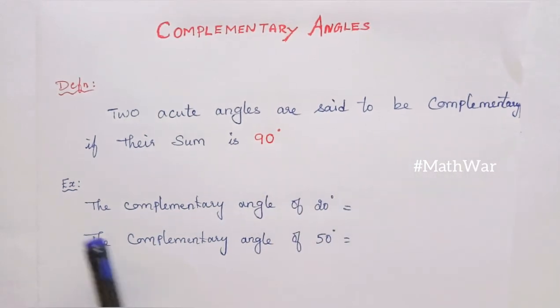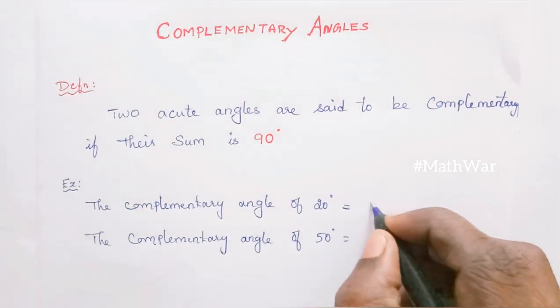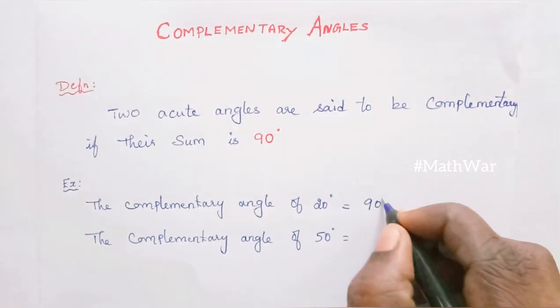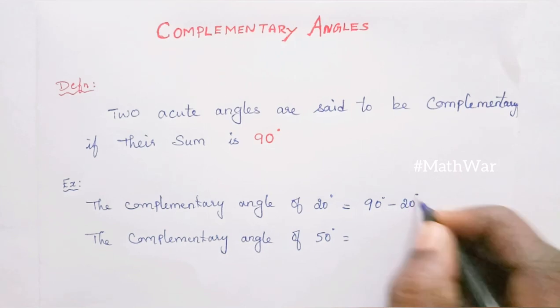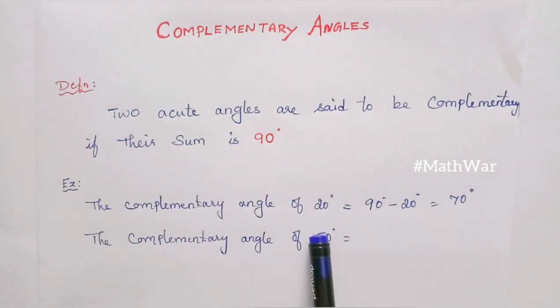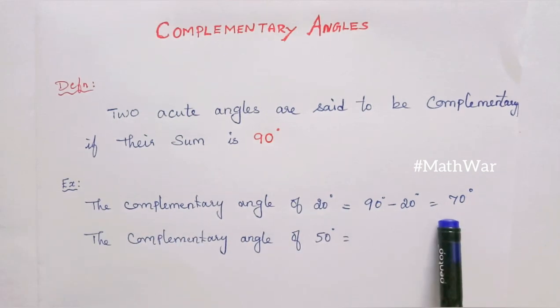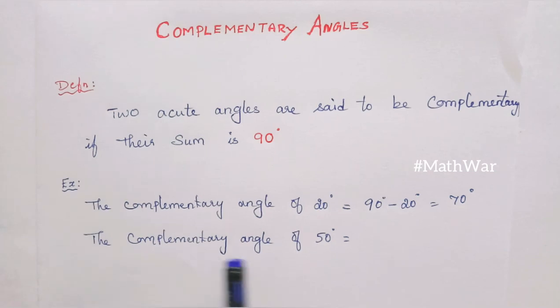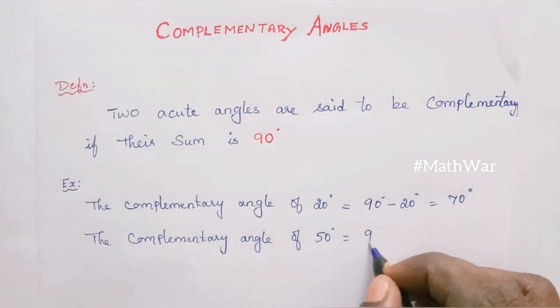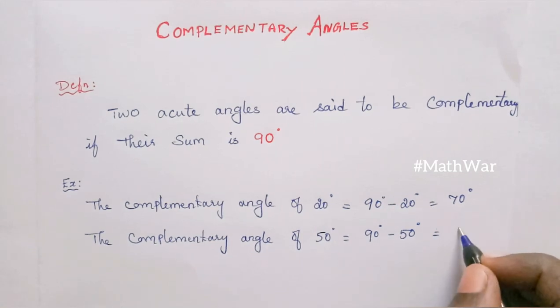complementary angles. Example, to find the complementary angle of 20 degrees, we should subtract from 90 degrees. So 90 degrees minus 20 degrees, that is what? 70 degrees, and that is nothing but the complementary angle of 20 degrees. Therefore, the complementary angle of 20 degrees is equal to 70 degrees. Now, the complementary angle of 50 degrees is nothing but 90 degrees minus 50 degrees, that is 40 degrees.